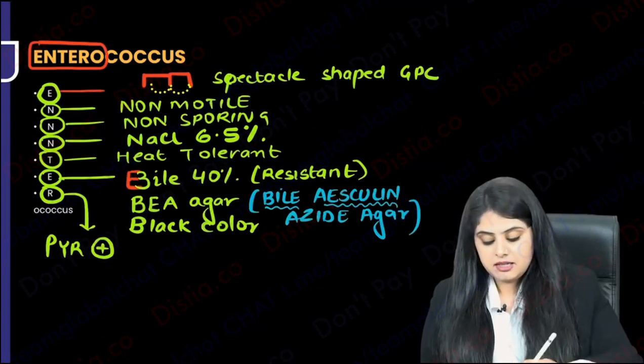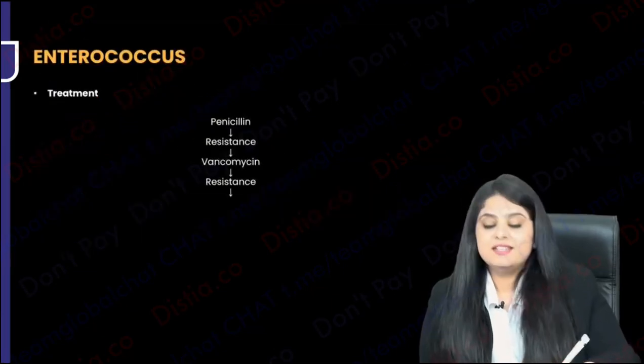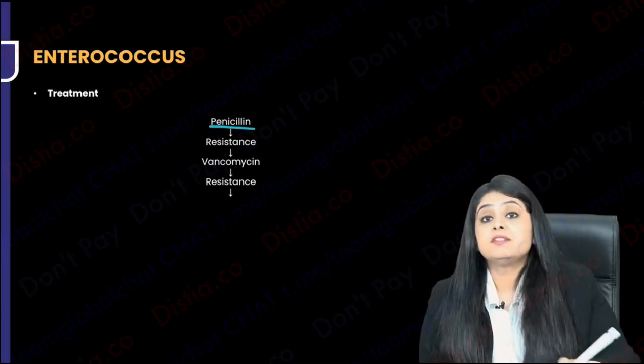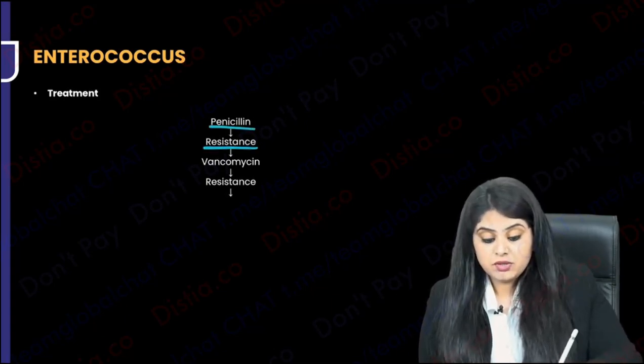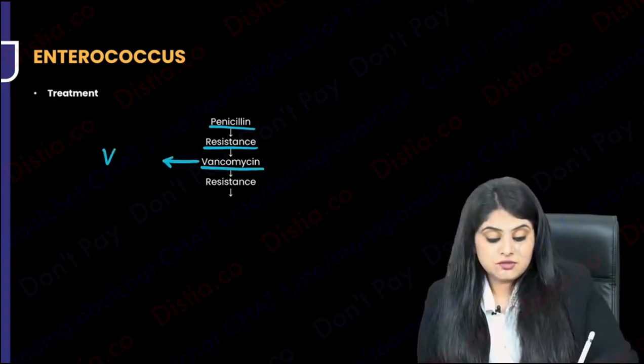You're also done with the entire mnemonic. Of course, you're only left with the treatment part. Now the treatment is the same as before. There's going to be penicillin, beta-lactams. If there is resistance to penicillin, what do you give? You give vancomycin. But now I hope you remember there is a resistance which I've been telling you.